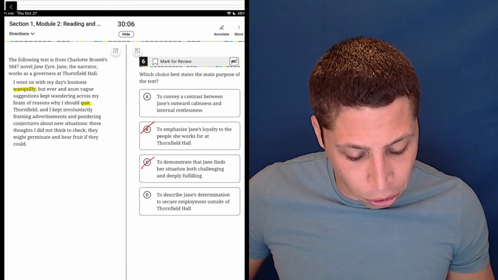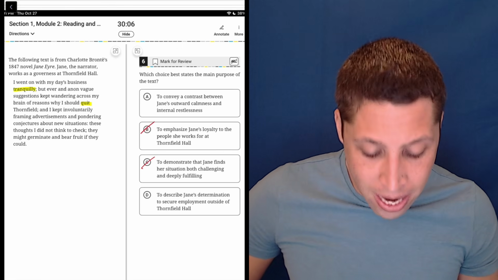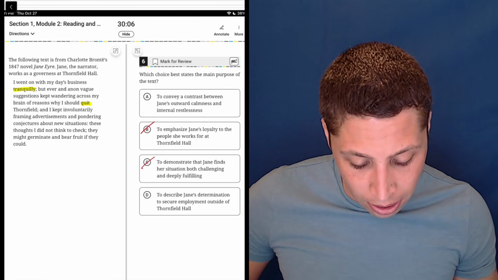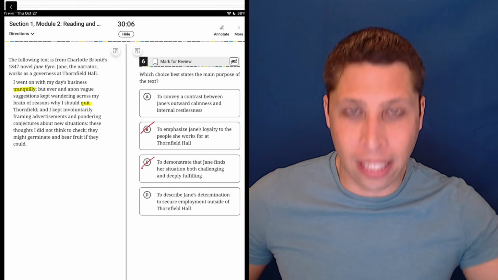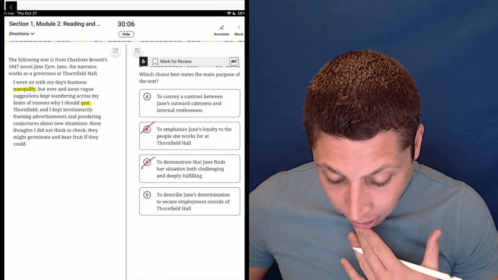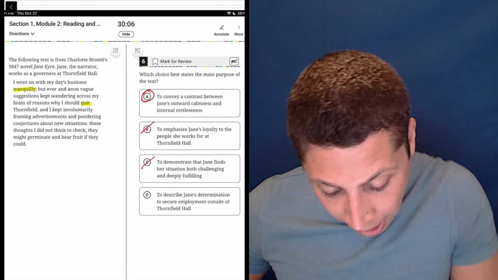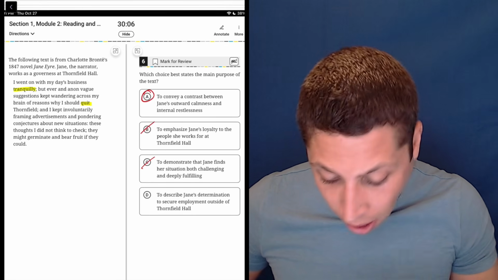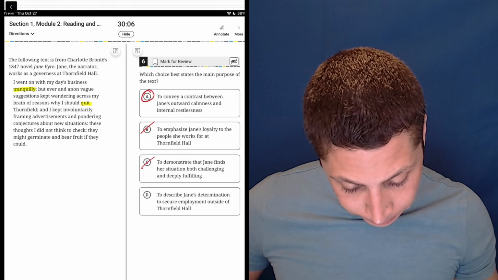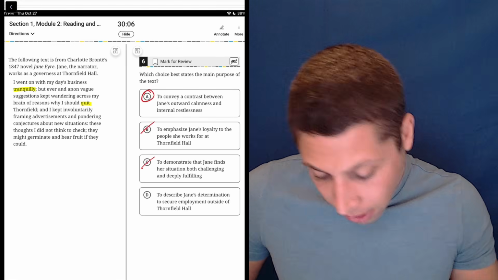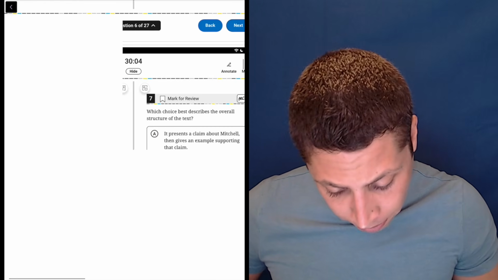To describe Jane's determination to secure employment, no, because she's not determined to do it. A and D are very similar, but she's not really determined to do it. She's kind of seeing it come, and she's not sure if she should quit. Yeah, she's not determined. That word determination is too strong. A is the best option. She's calm, but inside these thoughts are bothering her. Yeah, I'm not 100% in love with that choice, but for now it's good. Maybe I'll mark it if I got time.